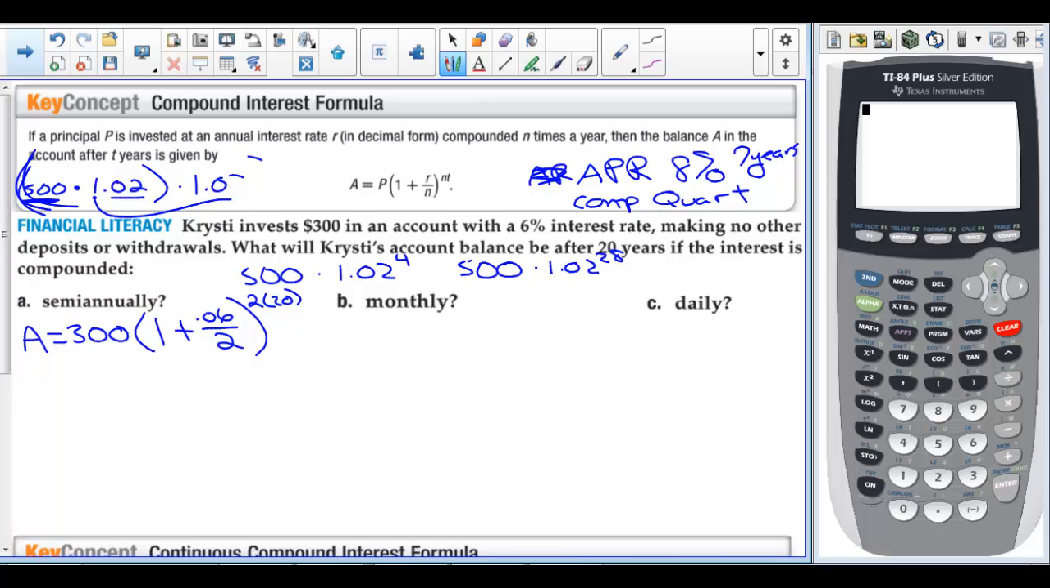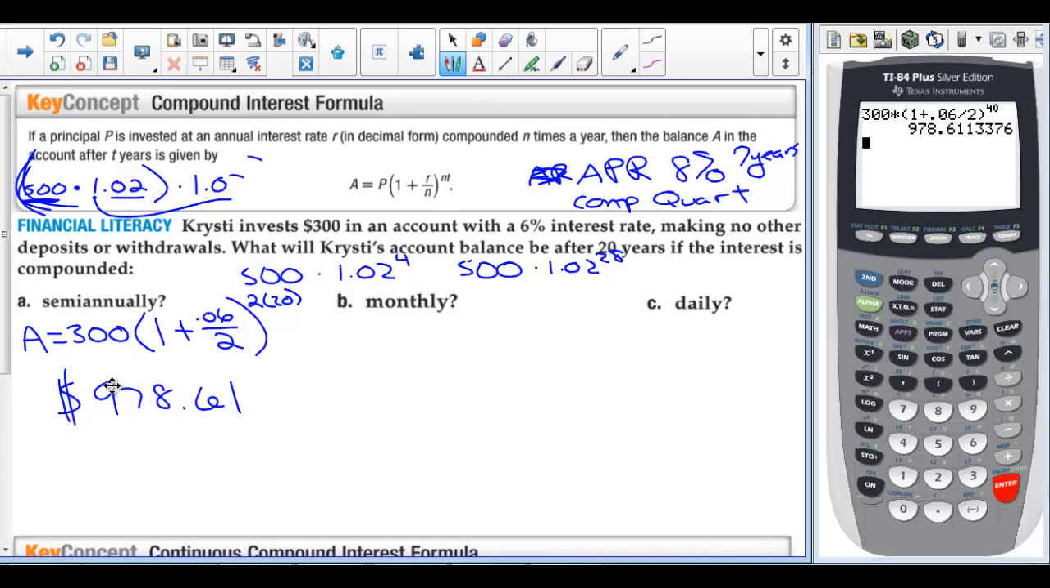So now, the calculator will do most of the work for you. 300 times 1 plus 0.06 divided by 2. And I suppose you could put 1.03 in there if you want to save a little time. And then raise it to the 40. Let's not have the calculator do all the work. We'll do a little bit of it. So we have $978.61. And we'll round to 2 decimal places since we're talking about money.